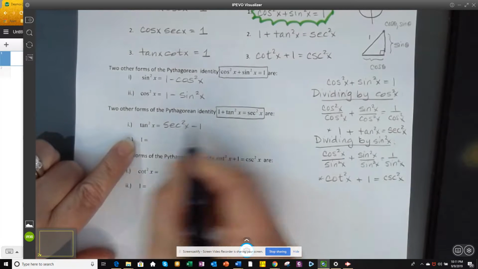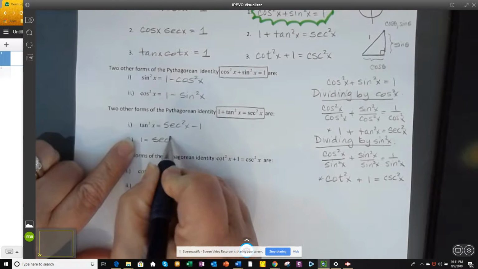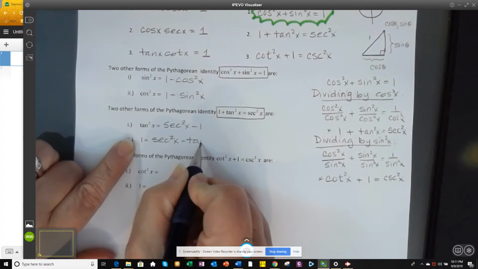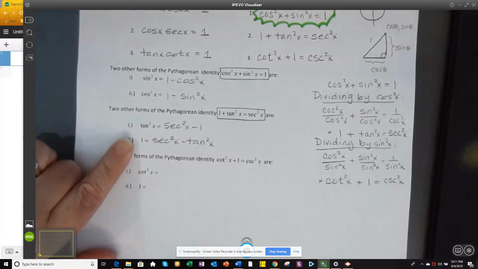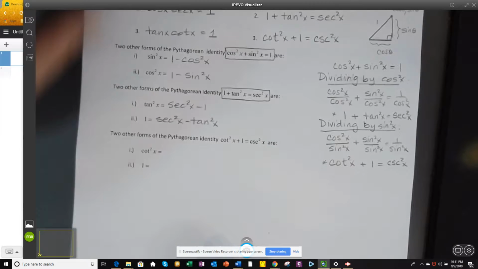We would take secant squared x and subtract tan squared x, and we would get another identity which is equal to 1. All powerful stuff in trig here.